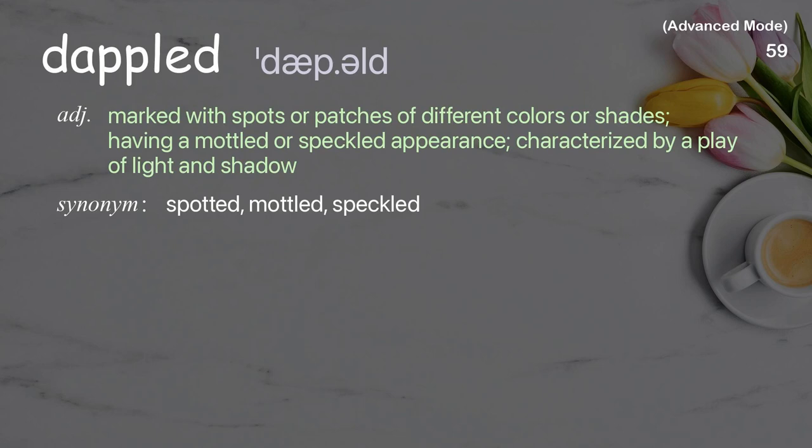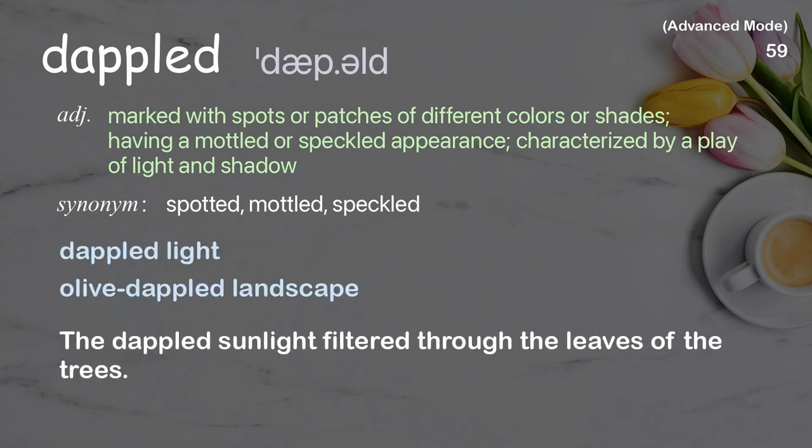Dappled. Marked with spots or patches of different colors or shades, having a mottled or speckled appearance, characterized by a play of light and shadow. Examples: dappled light, olive dappled landscape. The dappled sunlight filtered through the leaves of the trees.